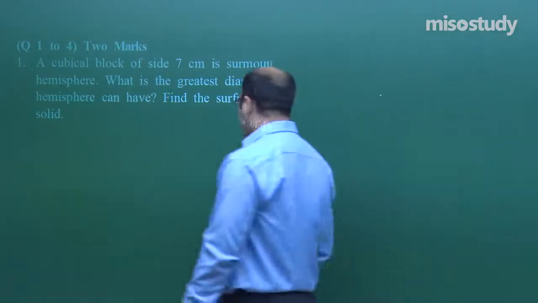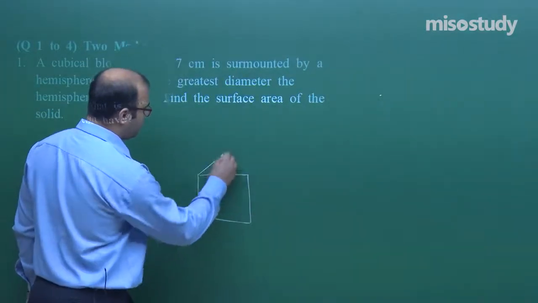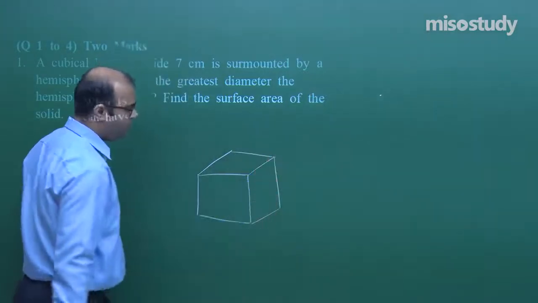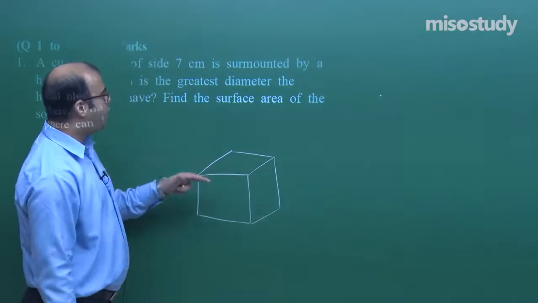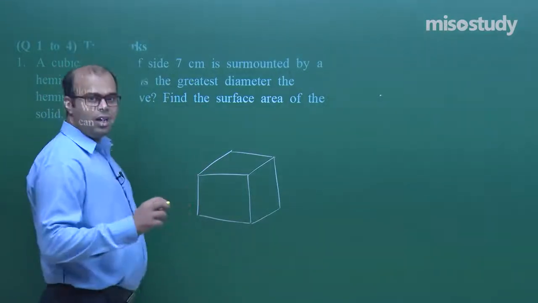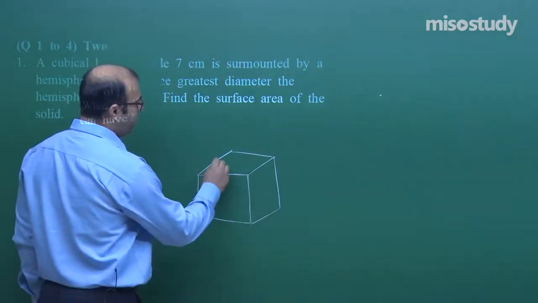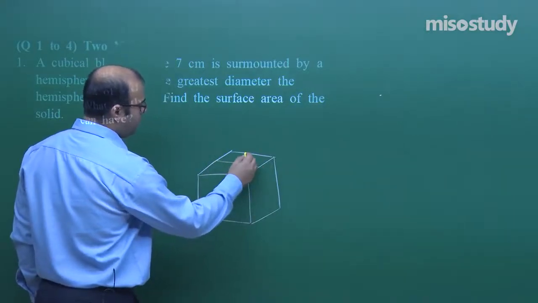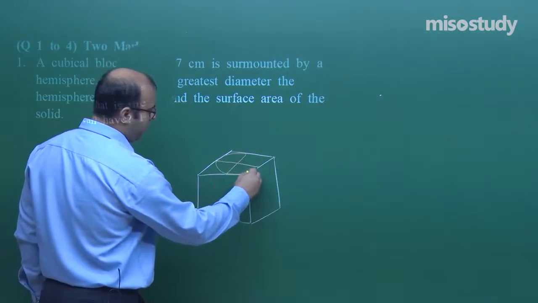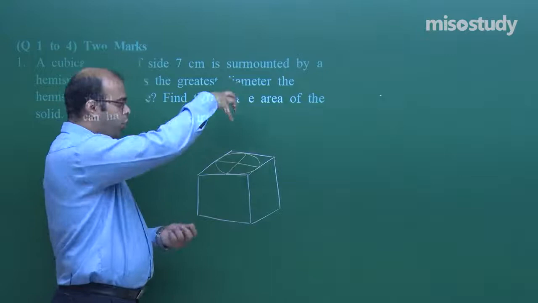There is a cubical block, it is a cube basically. So we draw a cube. A cube is a solid figure whose edges all have equal length, a. Here on the top of it we surmount a hemisphere. First they are asking for the maximum radius of the hemisphere. The hemisphere will take this as the diameter, and this is also a diameter, and the hemisphere will sit like this over this block.